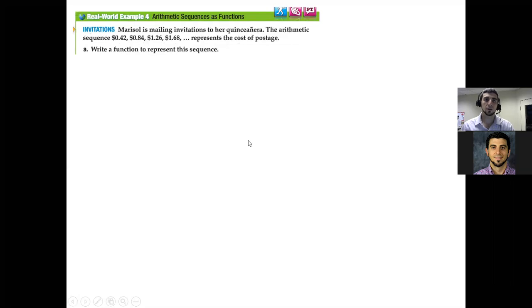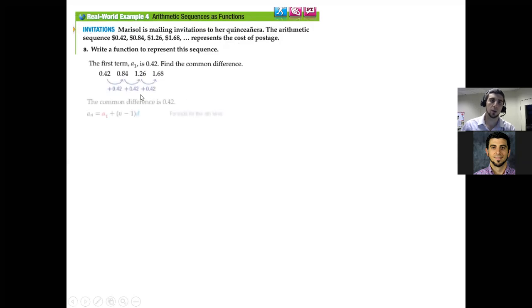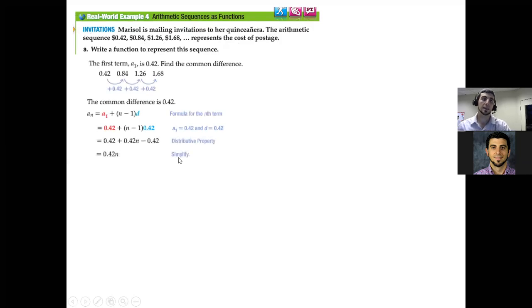Now, Marisol is mailing invitations for her quinceañera, I can't pronounce that word. The arithmetic sequence, 42 cents, 84 cents, $1.26, $1.68, represents the cost of postage. Write a function to represent this sequence. The first term is 42, and the common difference is 42 cents for each one of them. So since the common difference is 42, the first term is 0.42. We can substitute those in, distribute, and simplify, and see that the function is f(n) = 0.42n.